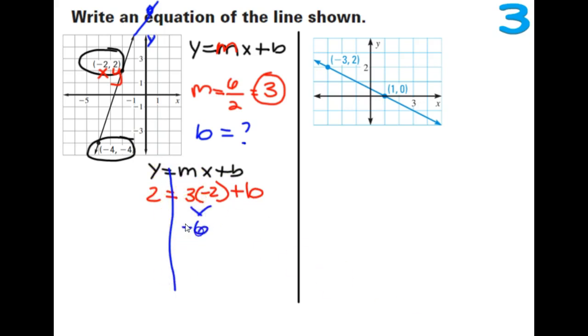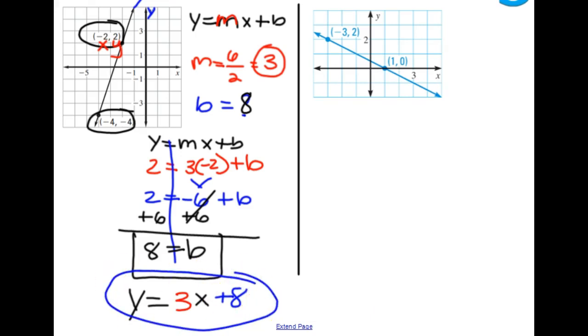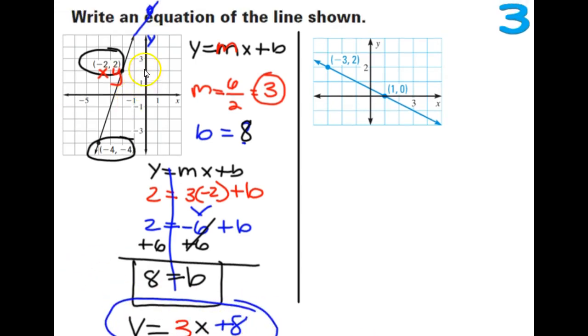So 3 times negative 2 is negative 6. And then to get b by itself, add 6 to the other side. So we have b, and then 6 plus 2 is 8. So now we know b is 8. Our equation is y equals our slope, which is 3, x plus b, or plus 8. And that makes sense because if we count up here, 1, 2, 3, 4, 5, 6, 7, 8 would be about where this line would cross the y-axis if it were to continue.